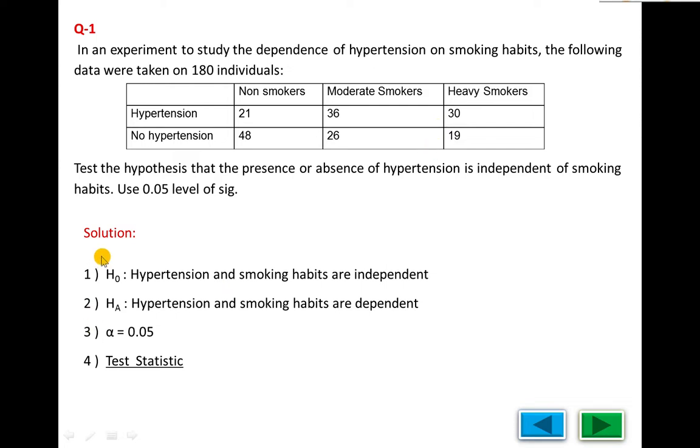So the null hypothesis will be: hypertension and smoking habits are independent. The alternate will be: hypertension and smoking habits are dependent, or not independent. We write according to the statement or variables. Third step, level of significance alpha. Fourth step, test statistic. Before the test statistic, the test value, we will find the expected frequencies.